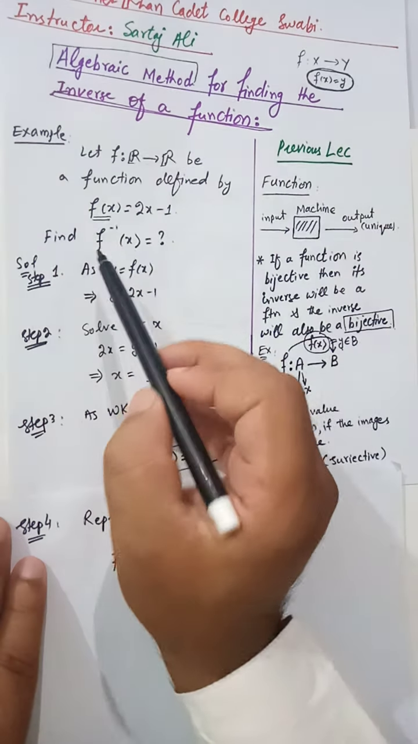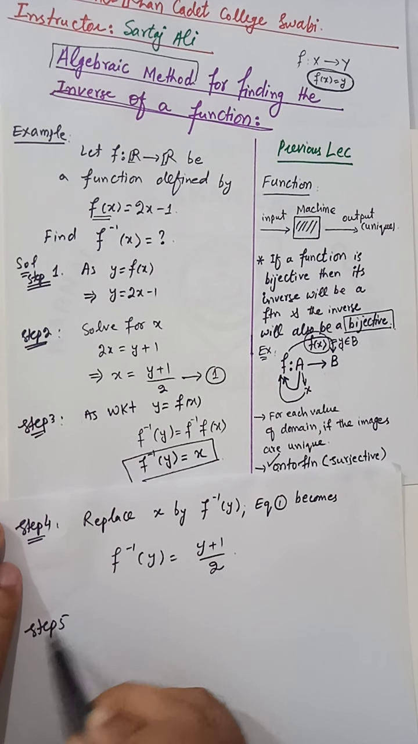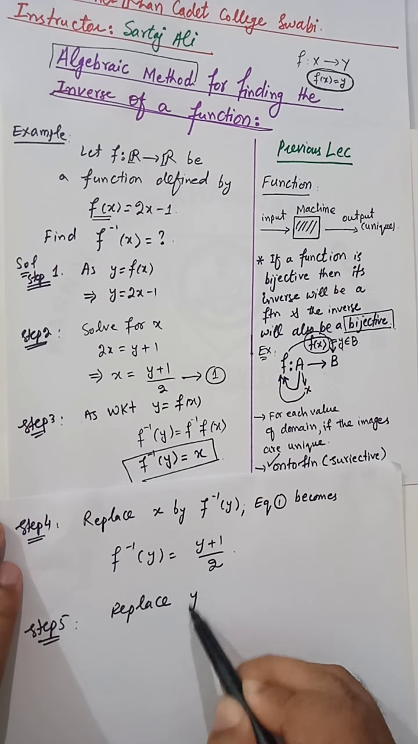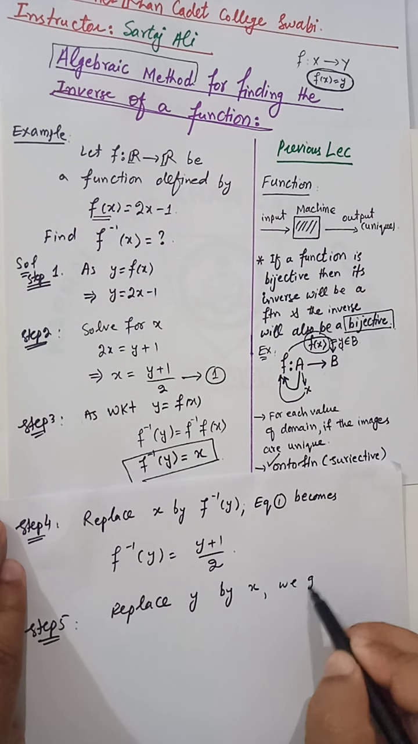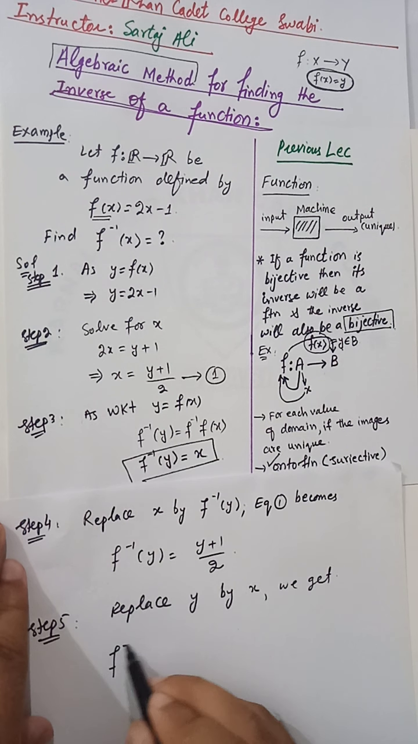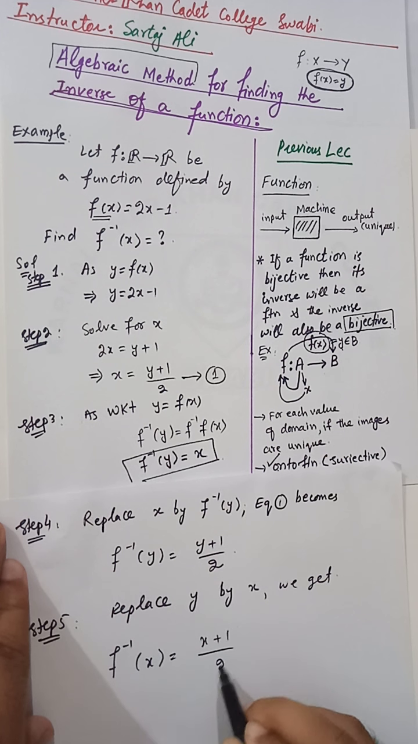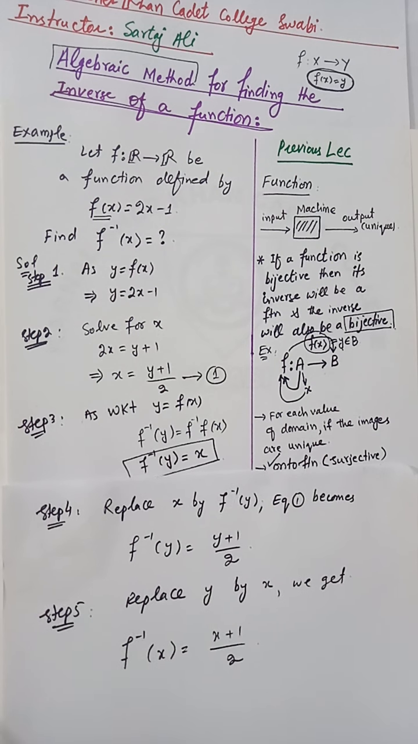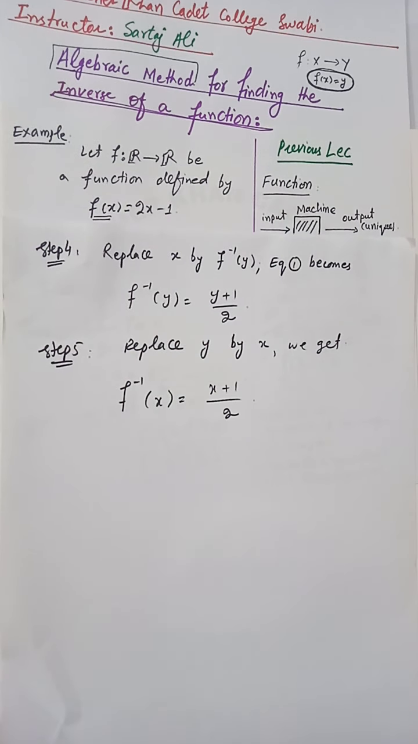Now you need to find out f inverse of x. So in step number 5, replace y by x. So we get f inverse of x is equal to x plus 1 divided by 2. So this is the inverse of a given function. The given function is f of x is equal to 2x minus 1. So its inverse is x plus 1 divided by 2.